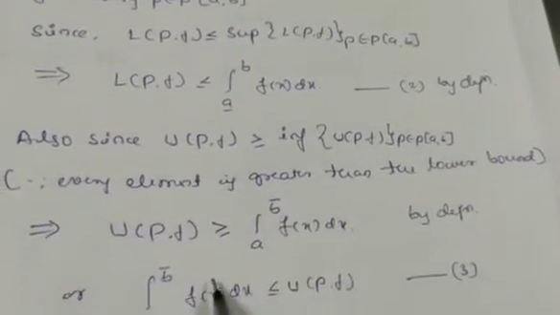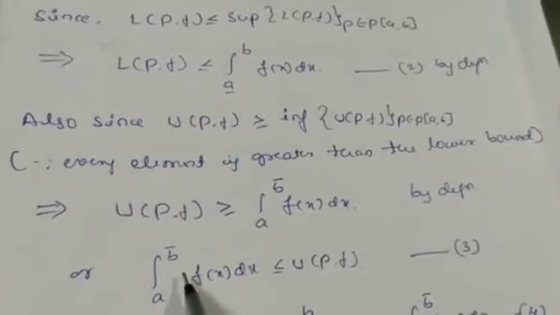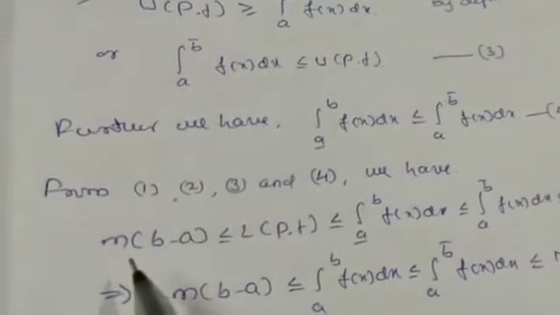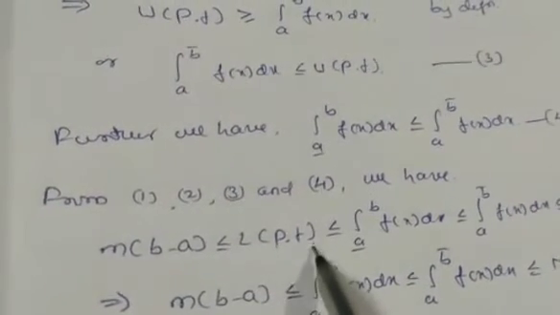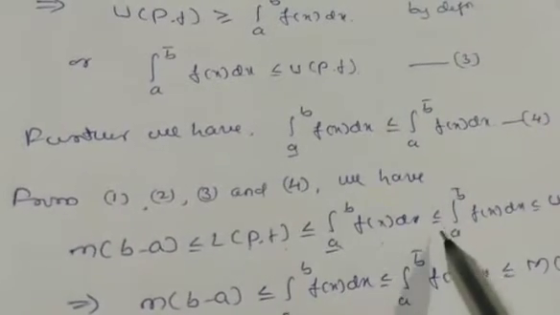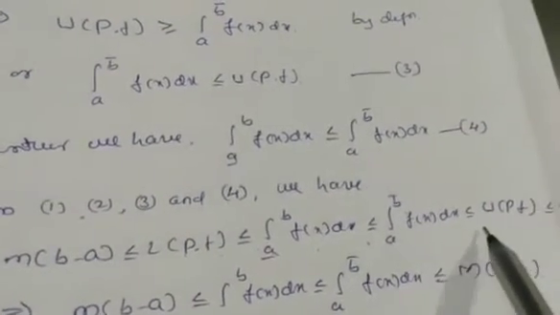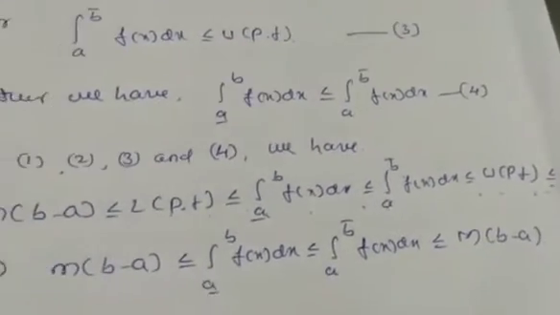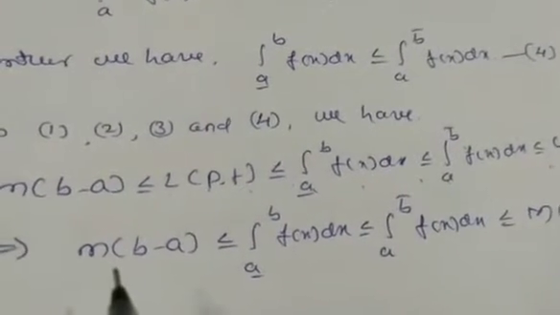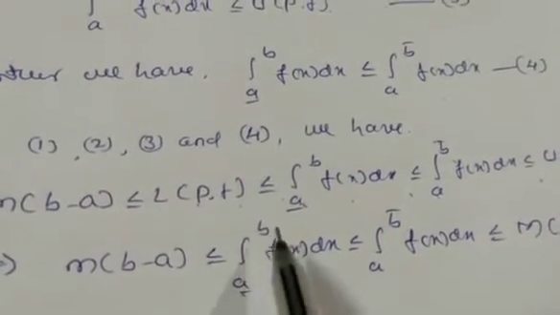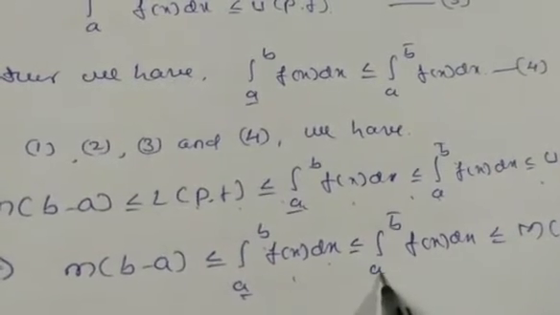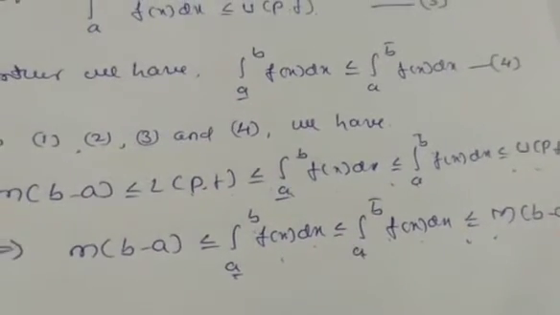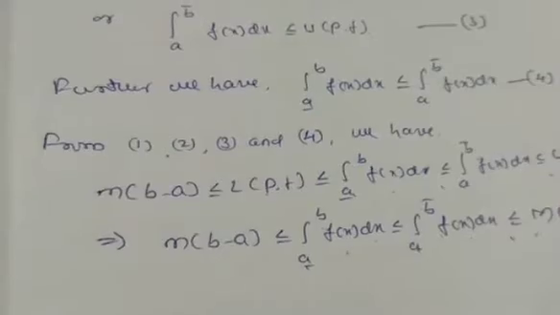And in equation 3 we can see the integral from a to b of f(x) dx is less than or equal to U(P, f). So from all these equations we can say m into (b minus a) is less than or equal to L(P, f), which is less than or equal to the lower Riemann integral, which is less than or equal to the upper Riemann integral, which is less than or equal to U(P, f), which is less than or equal to capital M into (b minus a). This implies m into (b minus a) is less than or equal to the lower Riemann integral of f(x) dx, which is less than or equal to the upper Riemann integral of f(x) dx, which is less than or equal to capital M into (b minus a). So this is all about the proof of this theorem.